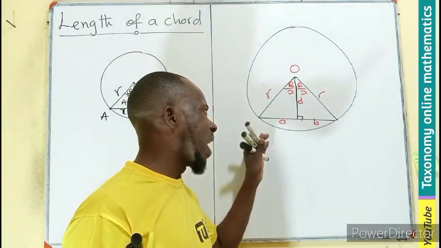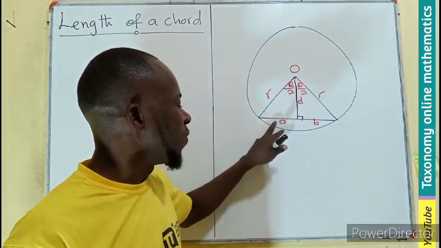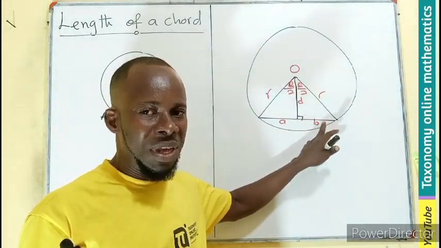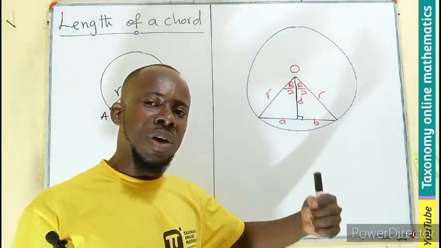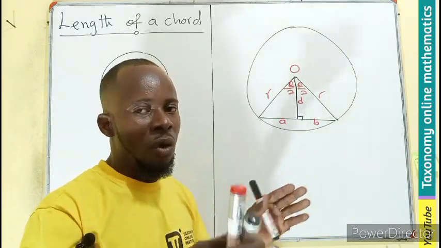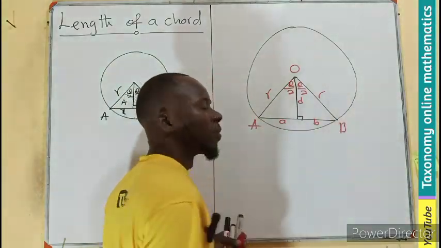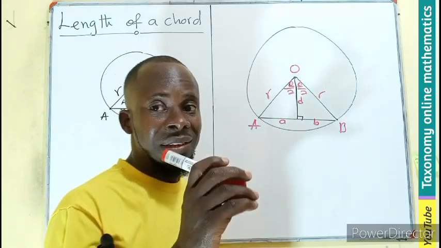So if I want to find the length of this, I can also say that the length of A is the same as the length of B. So if I find the length of A or B multiplied by 2, I get the full length of the chord AB. Alright, so let's take it step by step.